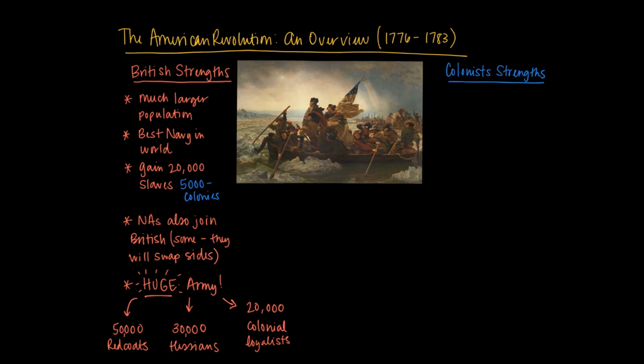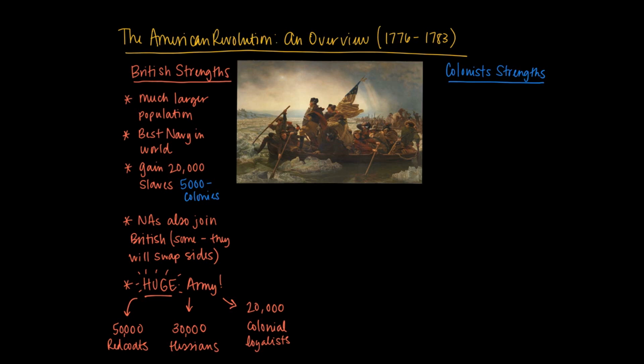Through the course of the Revolutionary War, they're going to gain about 20,000 slaves with the promise of freedom, whereas the colonies are only going to get about 5,000 slaves to commit to fight for them. Many of the Native American tribes will join with British forces, at least for a time. They are worried and remember the land-hungry colonists, and so it's in many of their best interests early on to fight against the colonists. The British have a huge army.